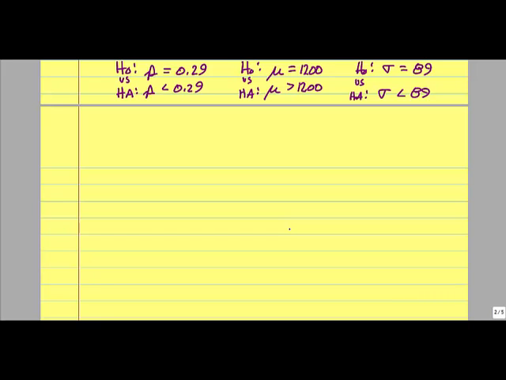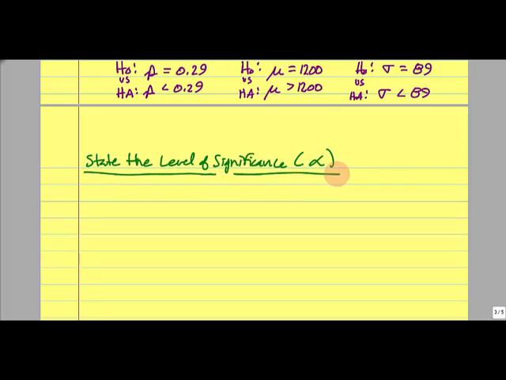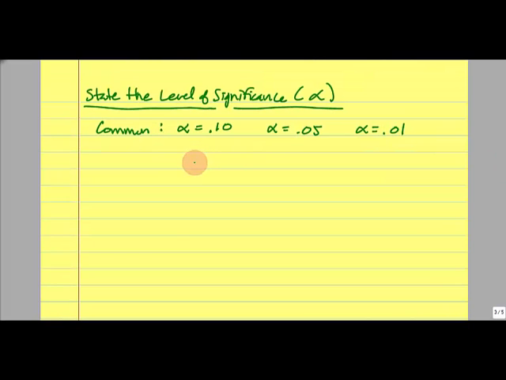Now my next step is to state the level of significance for both of the approaches. Now the level of significance is alpha. Basically, when we're talking about stating the level of significance, we're looking at the probability of making a mistake, and we want that probability to be very, very small. So some common alphas are 0.10 that we mentioned, 0.05, and 0.01. Now there's an infinite number of possibilities here for alpha, but this gives you a pretty good idea.